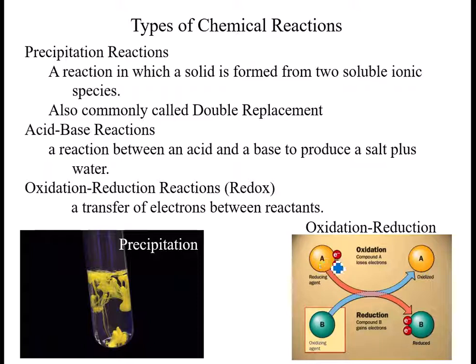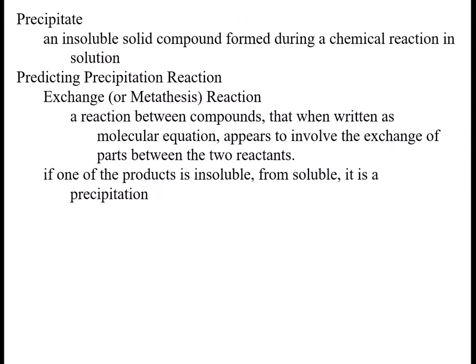I have reactant A with electrons, and reactant B that has no excess electrons. As they react, A gives up its electrons to B. So that's an oxidation-reduction reaction. We're going to first focus on precipitation reactions.